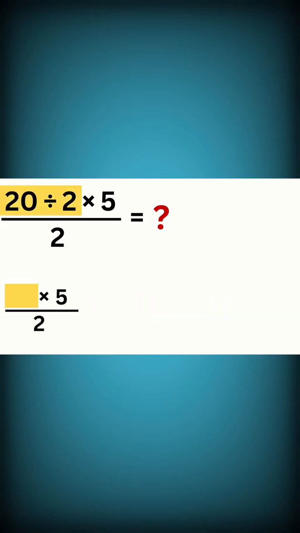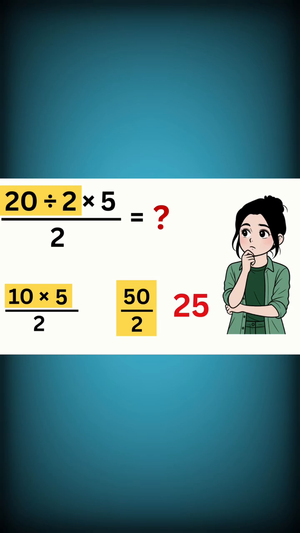Then some people might first do 20 divided by 2 and get 10. Then they might multiply 10 by 5 and get 50. Then divide this 50 by 2 and get 25. So what exactly is the correct answer? Which order of operation is actually correct? And why does it matter so much?